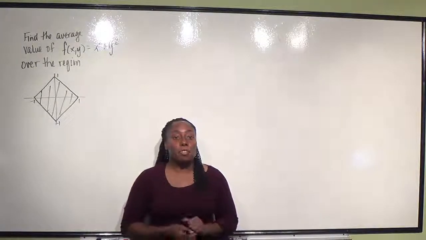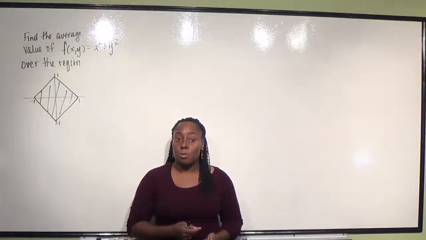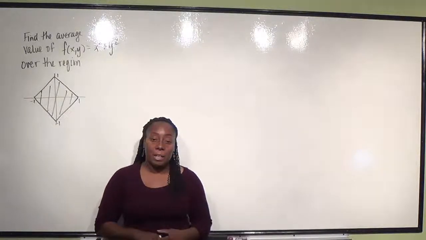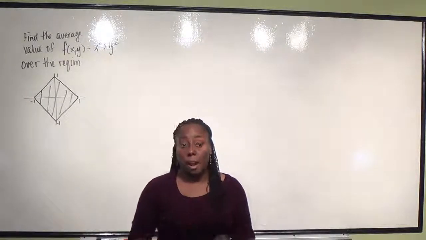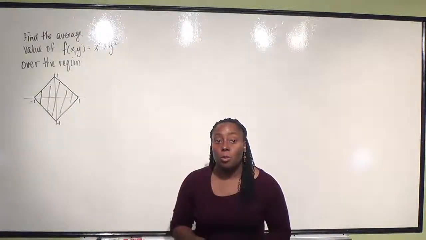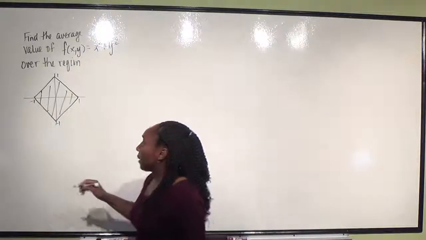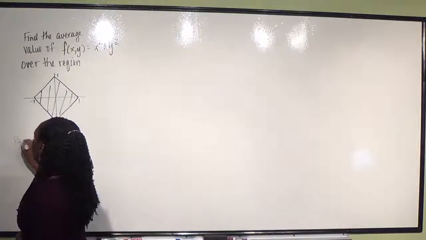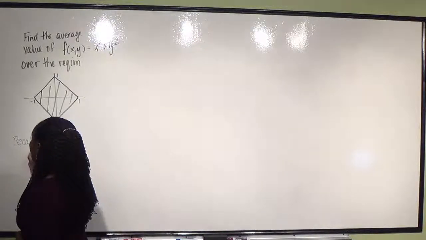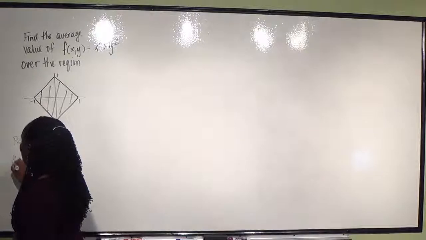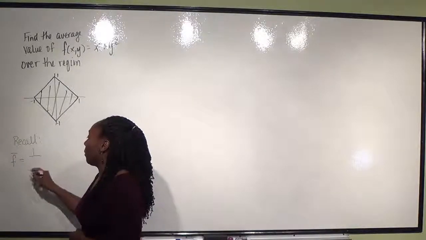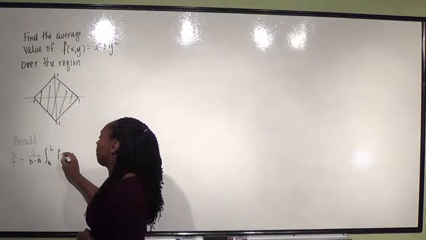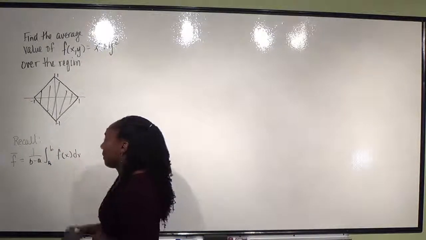So if you remember back in chapter 7, we talked about average values of a function, and we also talked about moving averages. We're not worried so much about moving averages for these. We are thinking average value of a function, though. And so if you recall, the average value of a function we said was f bar equaling 1 over b minus a, the integral from a to b, f of x dx. Okay?